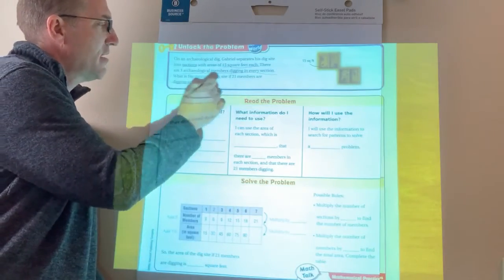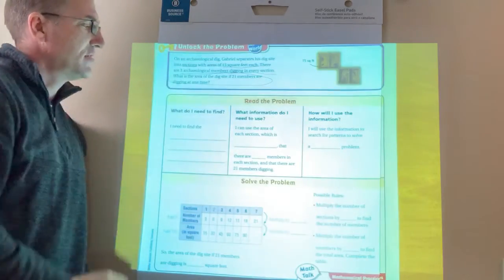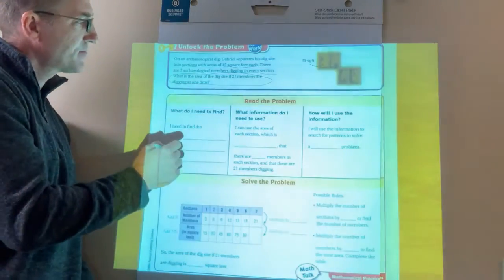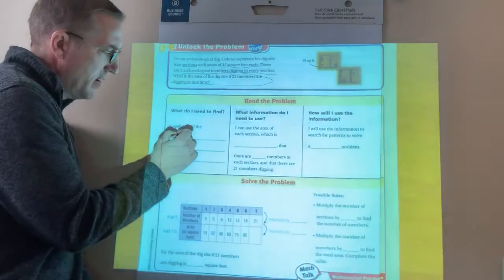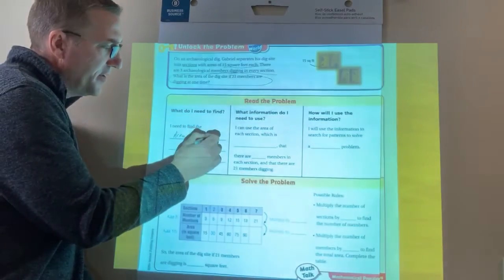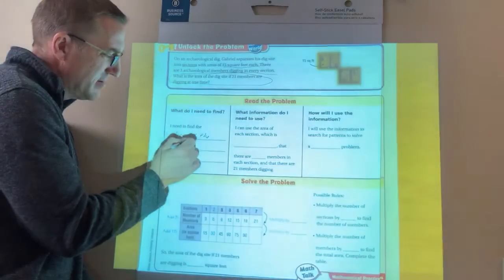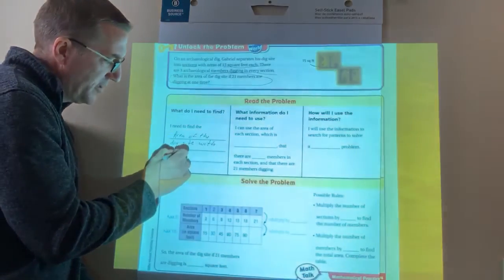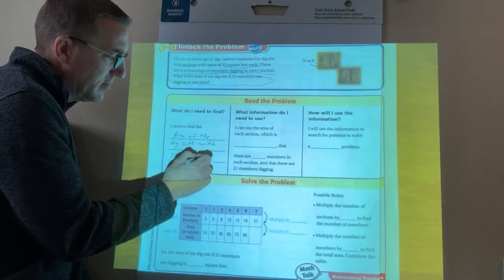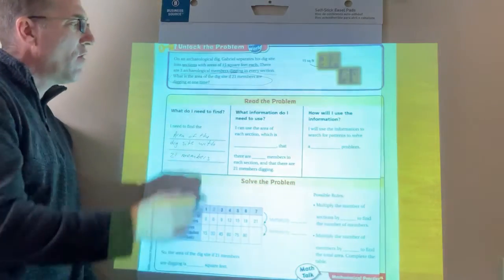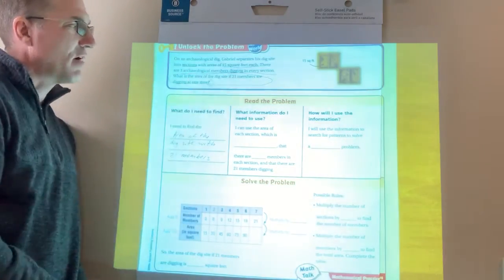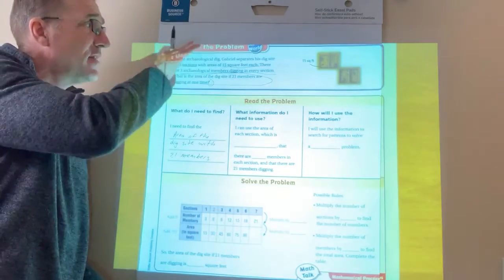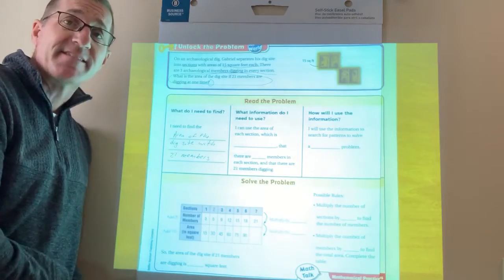This right here, that's my question. So what do I need to find? The area of the dig site with 21 members. Remember, I always look for that question mark right there. That's what you're trying to find. So the rest of the information is what we're going to use in order to get there.